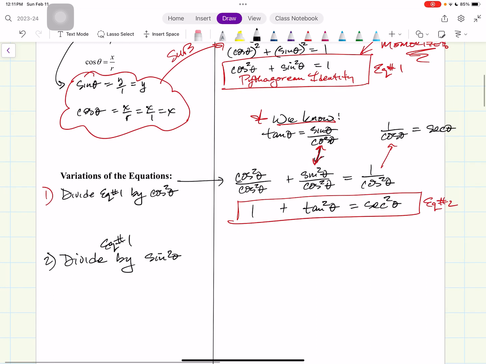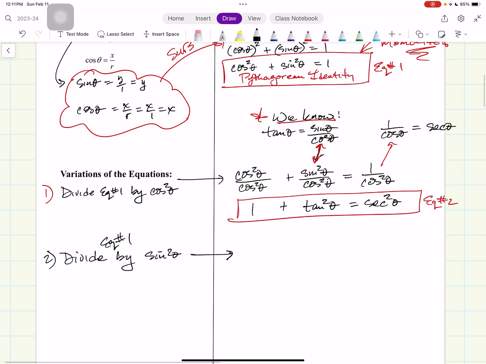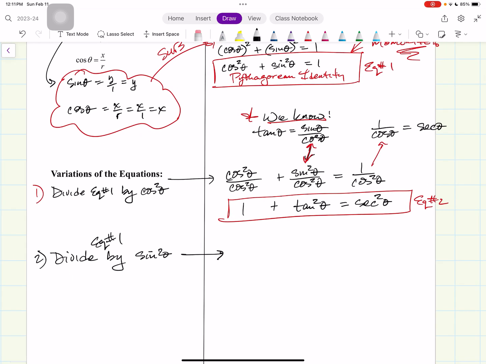And what do we get? Here we go again. I'm going to take my Pythagorean identity and divide each of the three terms by sine squared theta this time. In the identity at the top of the screen, the first term is cosine squared theta, and the second term is sine squared theta. I need to divide all terms by sine squared theta, even the right-hand side: 1 divided by sine squared theta, and then simplify it.